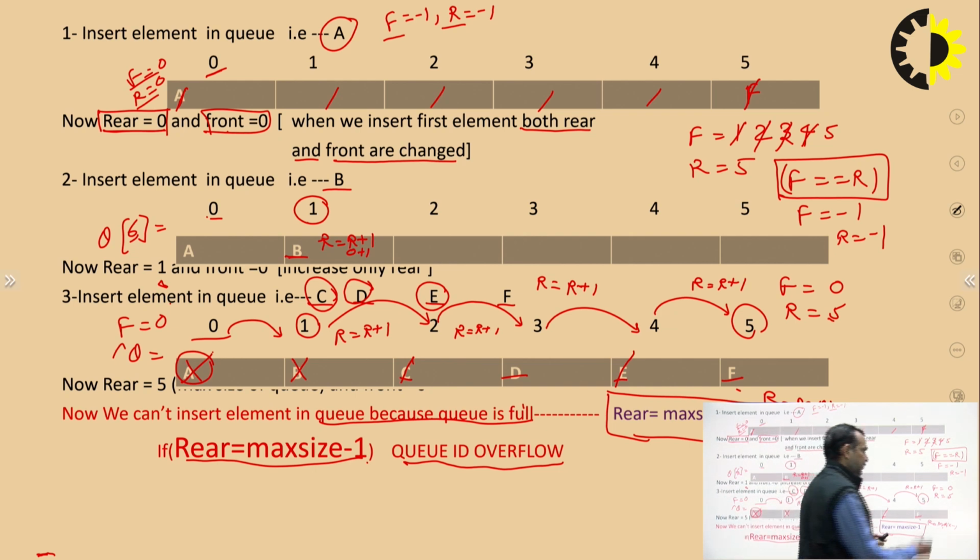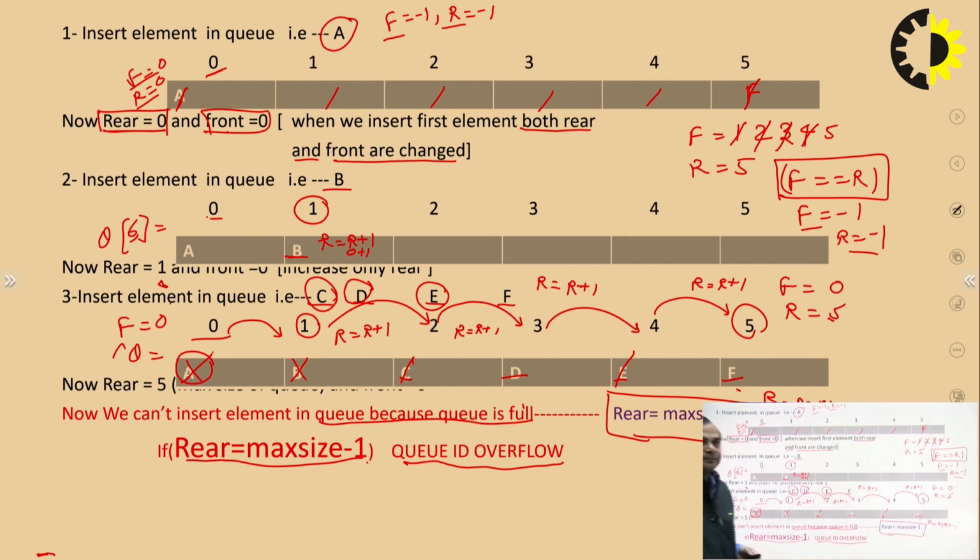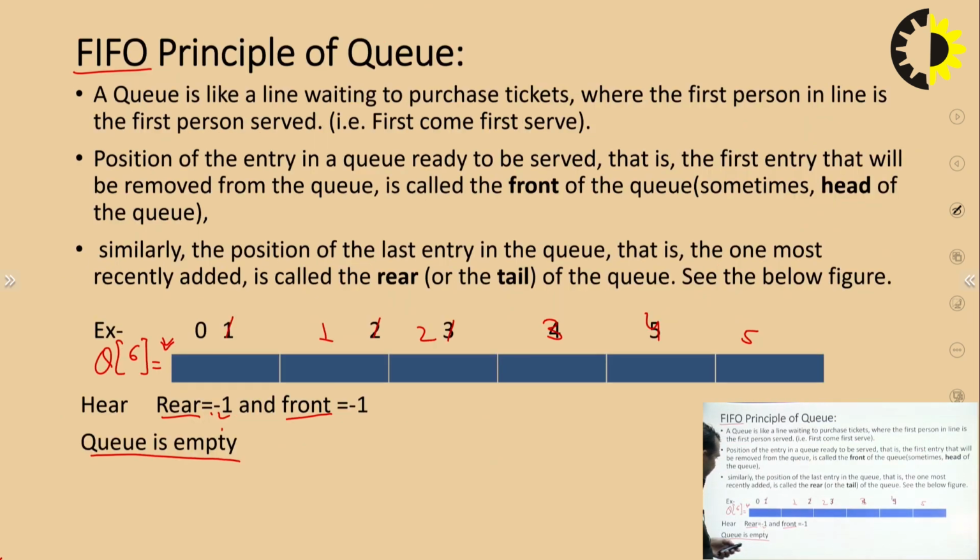So we define front equal to -1 and rear equal to -1. It means that the queue is empty. We have to define it here: the queue is empty. So what is the condition? Keep front equal to -1 and rear equal to -1.